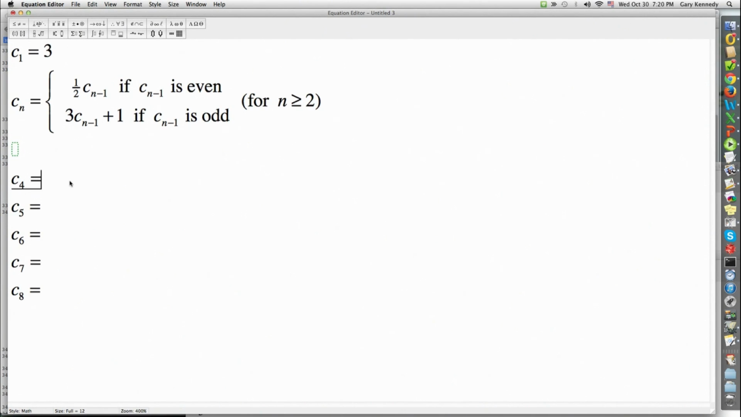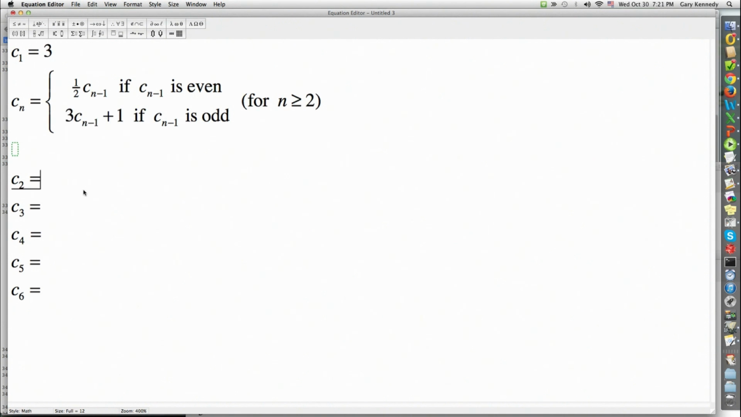All right, again, let's see how much of this we can generate. Oh, I didn't quite start the right way here. Let me quickly fix this up. We want to calculate C2 and then C3 and then C4 and C5 and C6. All right. Okay, so what's C2? Well, you have to look back at C1. C1 is 3. Is it even or is it odd? It's odd. So we need to use this formula right here that I'm boxing.